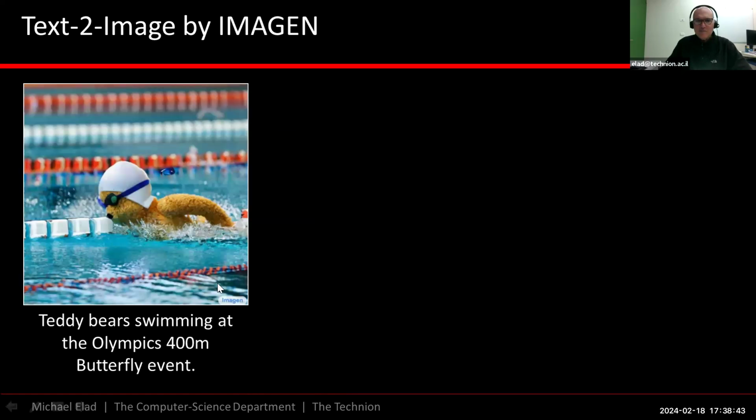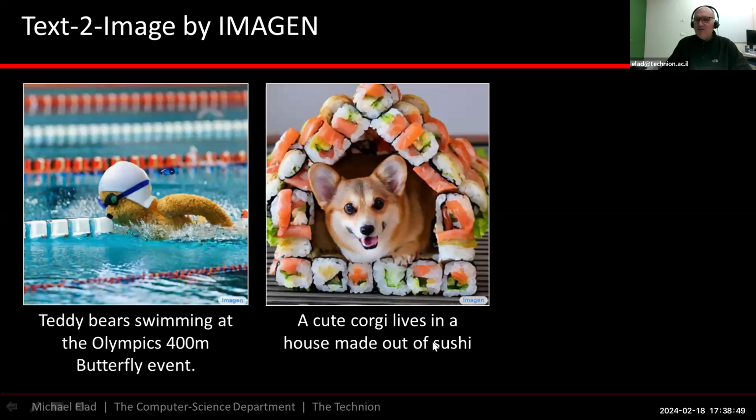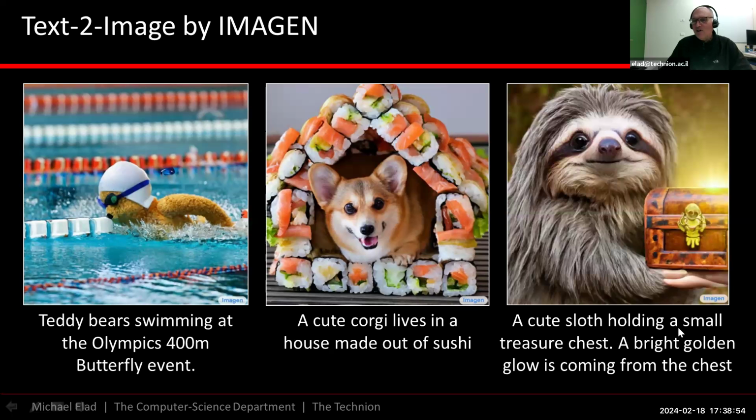Imagen. Teddy bears swimming at the Olympics 400 butterfly event. A cute corgi lives in a house made out of sushi. A cute sloth holding a small treasure chest. A bright golden glow is coming from the chest.